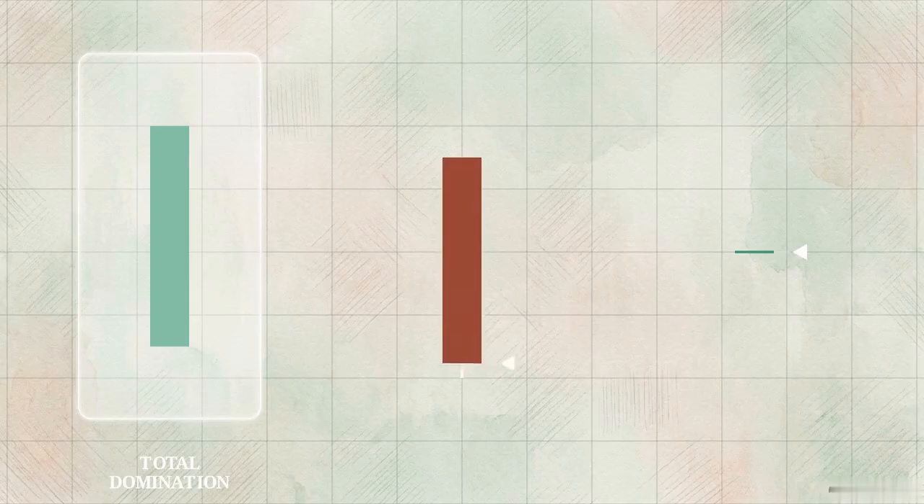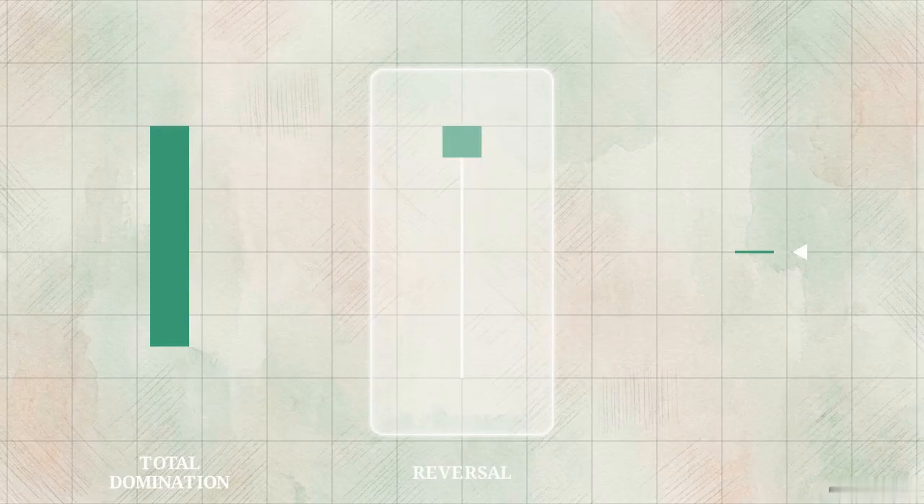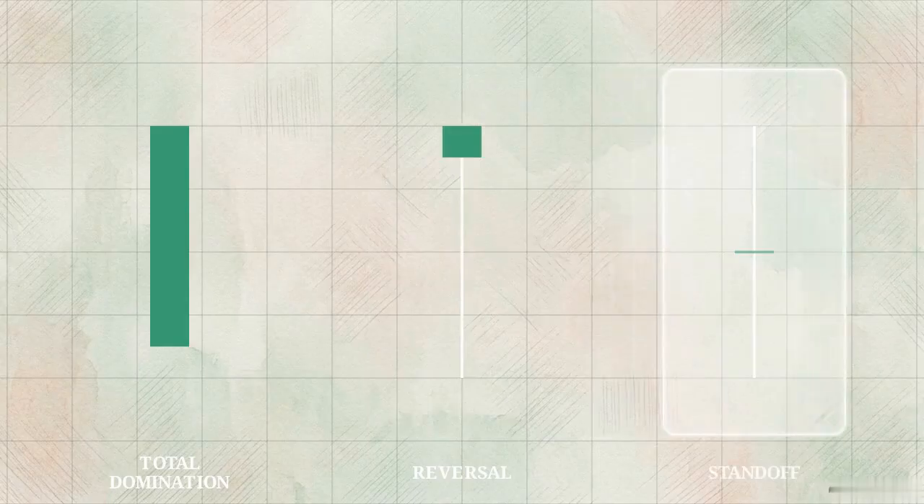These battles have 3 outcomes. First, total domination, a solid body showing one side held control entirely. Second, a reversal. Sellers pushed deep, but buyers fought back, leaving a long lower wick. Third, a standoff. Symmetrical wicks show neither side gained an advantage.